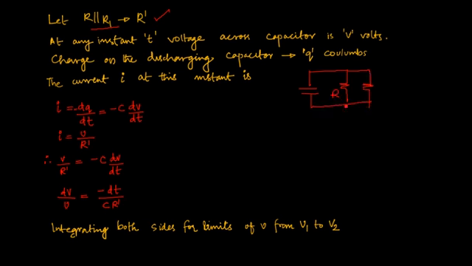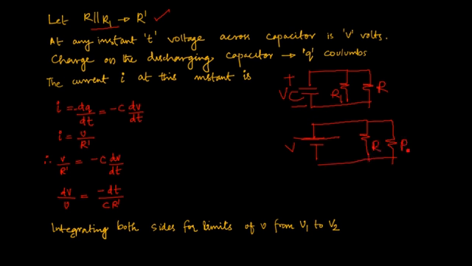So this is R1 and this is R. So C is charged to some voltage. Now this capacitor can be thought of as equivalent to a voltage source with a voltage V, which is connected across two resistors, R and R1, or the equivalent of R dash.